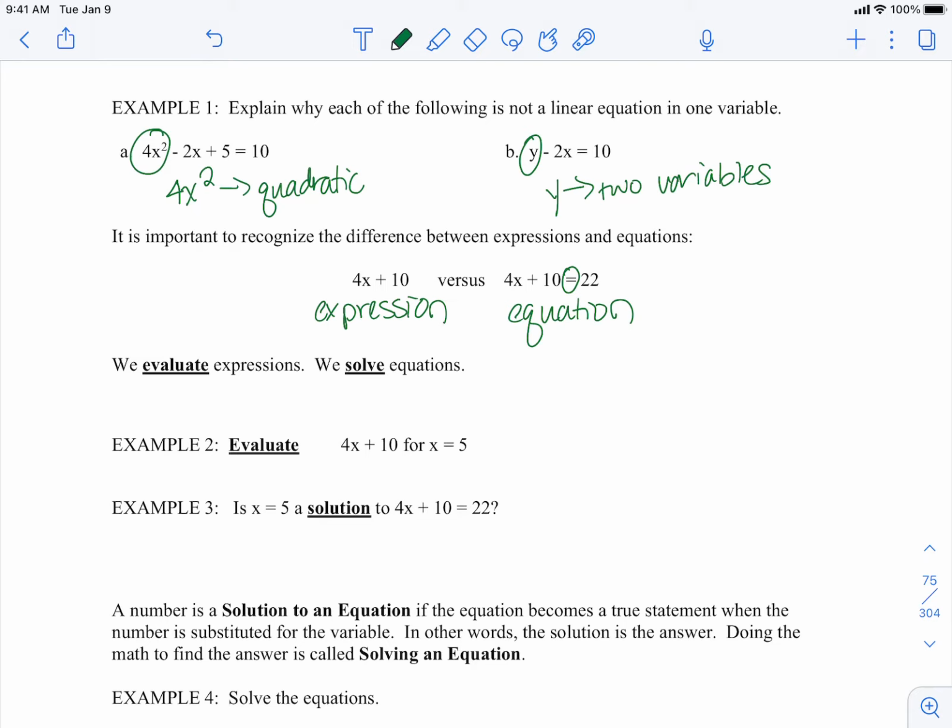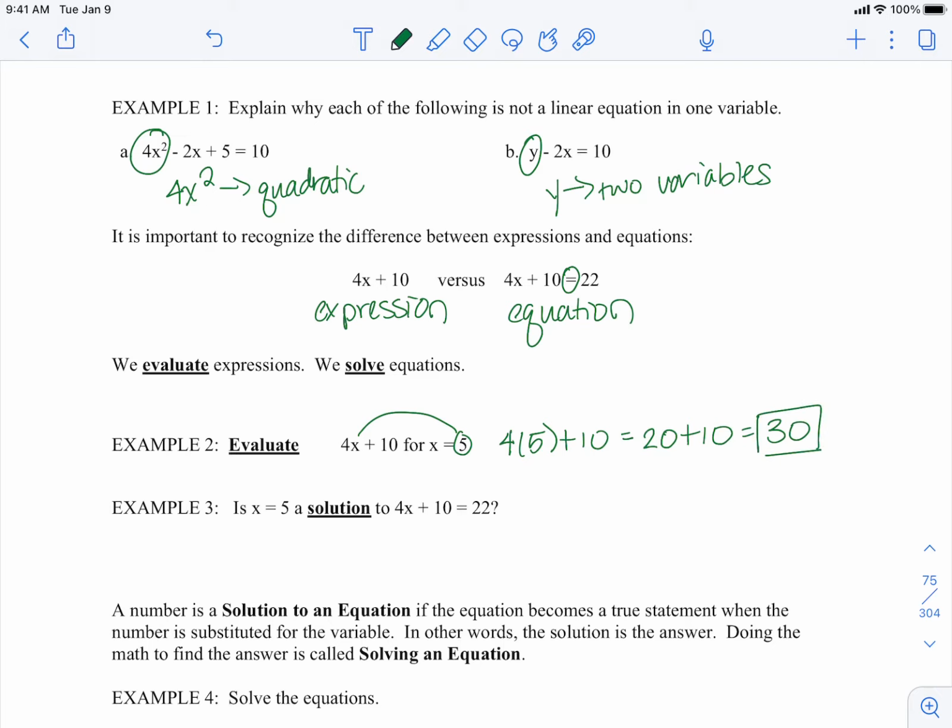So for this next example, we have to evaluate 4x plus 10 for when x equals 5. And we can do that by taking our 5 and plugging it in for x. So 4 times 5 plus 10, that's going to be 20 plus 10, which is 30.